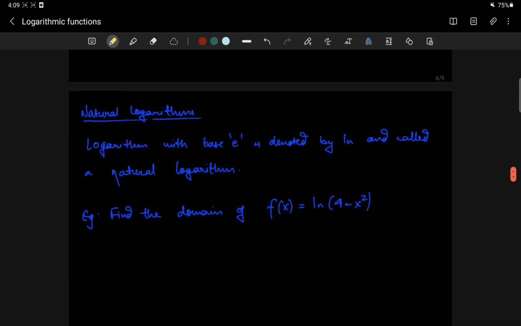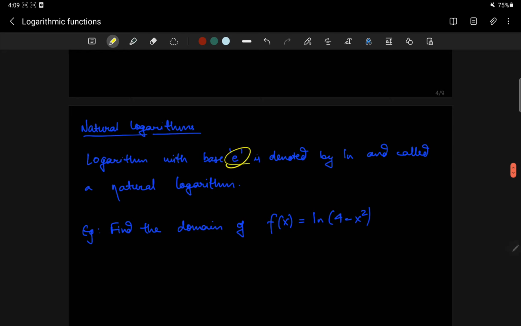That's one example. The second one is, of course, with the number e. If the base is e, then we write that as ln, which means natural logarithm. So if you ever see ln written, then you understand that it just means it is log with a base of e.